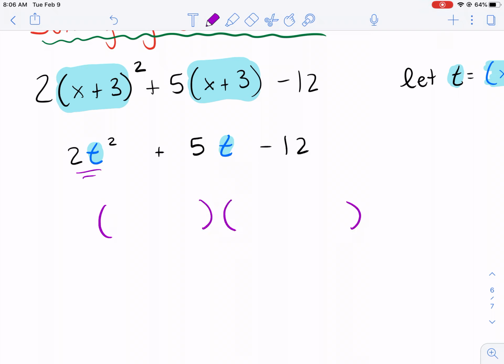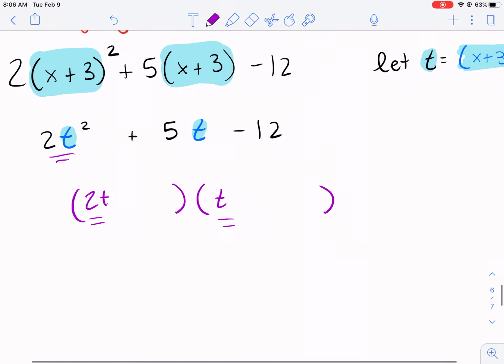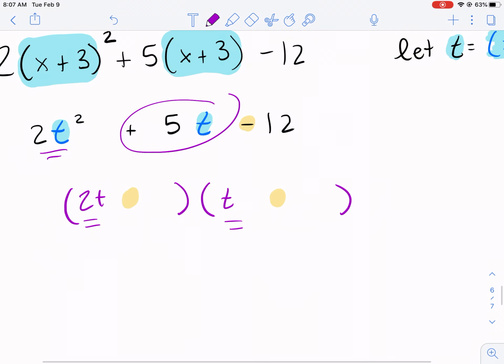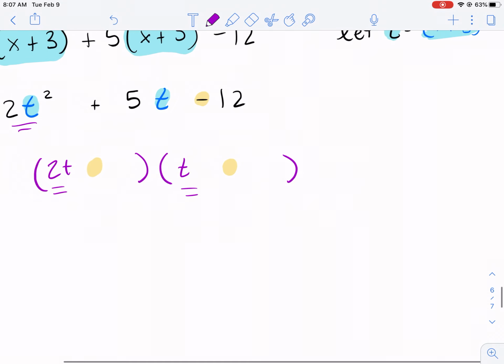Well, we're going to put our factors of the first term here. So 2t and t. Those are the only factors, 2t and t, that you can get 2t squared. Now the negative 12, we see that this is negative, okay? That means the signs are going to be opposite. Anytime you have the third term negative, these are going to be opposite signs. Okay, so we know we're dealing with opposite signs, but the sum of these signs need to be 5t, keeping in mind that we're going to be multiplying by 2 to one of the factors.